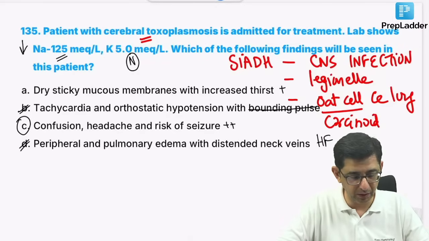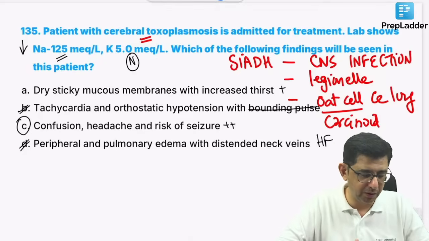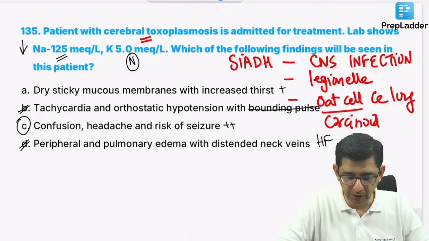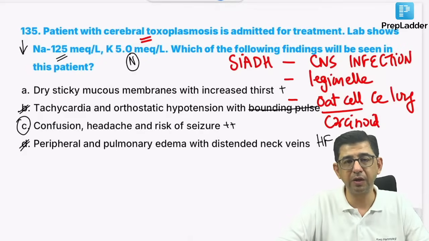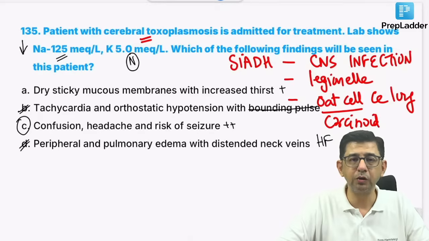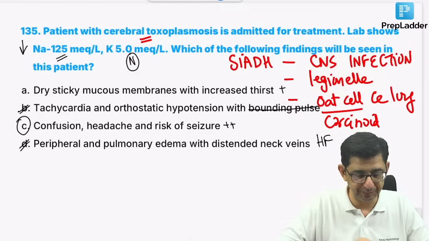Yes. Okay. Answer for this particular question, that mnemonic, if you want to use that, is okay. Otherwise, confusion, headache, and risk of seizures for dangerous hyponatremia is what is to be remembered. Orthostatic hypotension is what you get mainly with patients who are having diabetes insipidus.